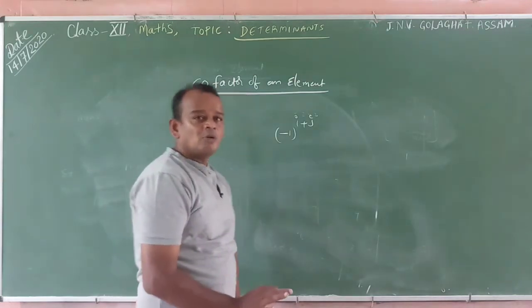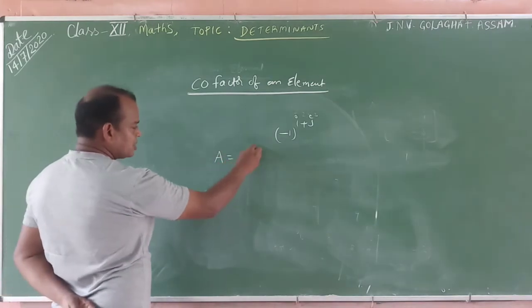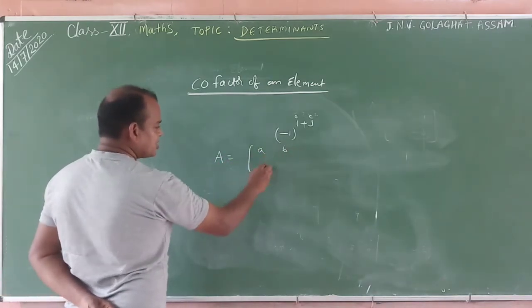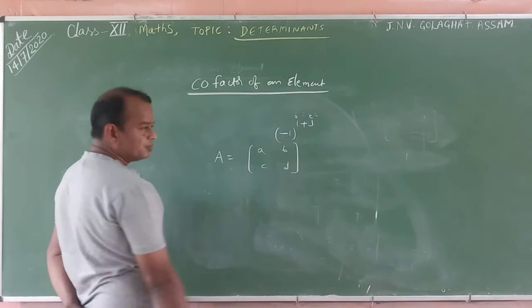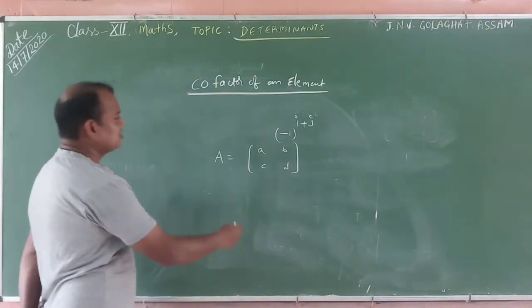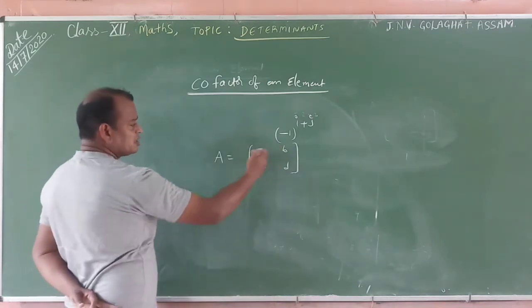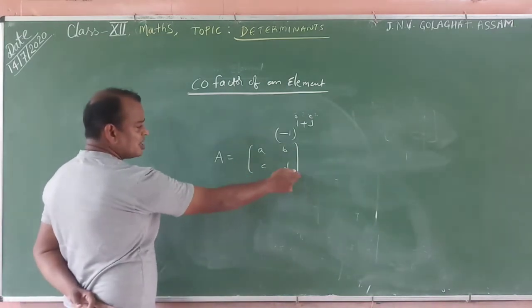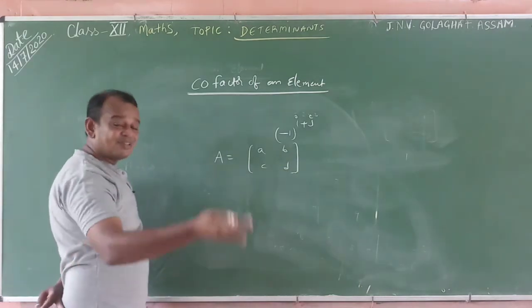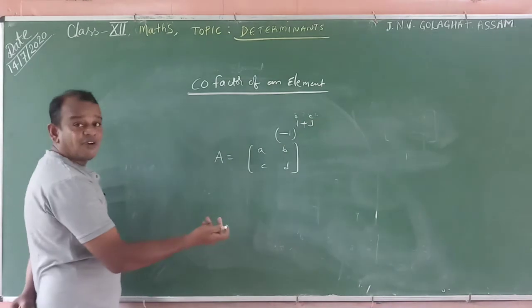Understand? Now, for suppose we can take an example. For suppose A, B, C, D is a square matrix of order 2 by 2. First I discussed the minor of A. Minor of A means this row and this column are deleted, and the answer is D actually. This minor is multiplied with minus 1 power i plus j. That is called the cofactor.